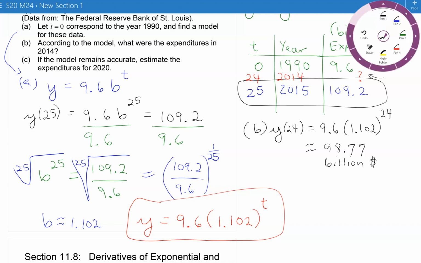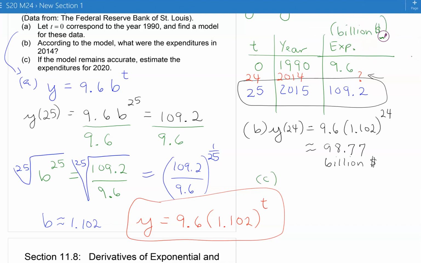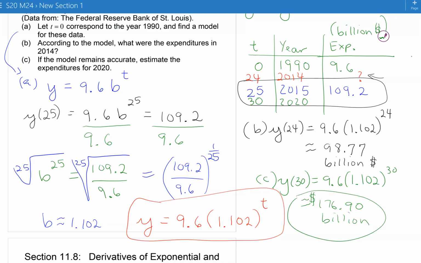And then we're being asked, if the model stays accurate, estimate the expenditures for 2020. Well, that's going to be in year 30. So we want y of 30. So it's 9.6 times 1.102 to the power of 30, or about $176.90 billion. Wow, that's a lot.